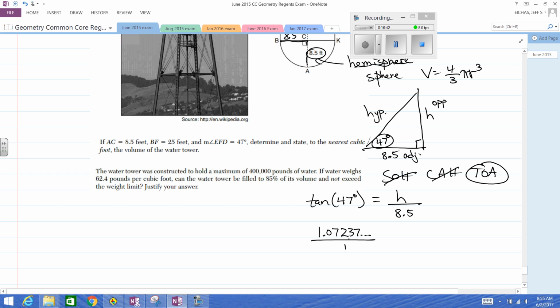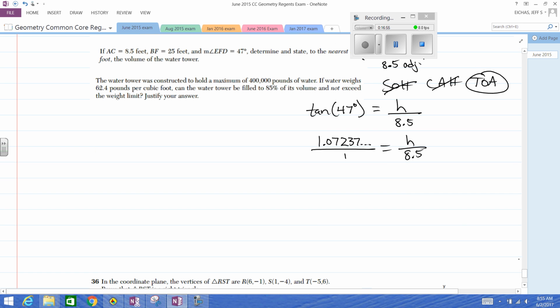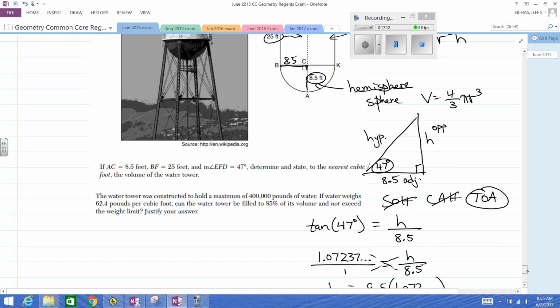Now I always put that over 1. I like to do it this way, because tangent's a ratio of two sides, so that's a ratio. Calculator says this, so I just put it over 1. Now we have a proportion, and we can cross multiply. So h is going to equal 8.5 times 1.07. Get the cross products. That height's 9.1151, and so on. All right, so now we have all the pieces we need.